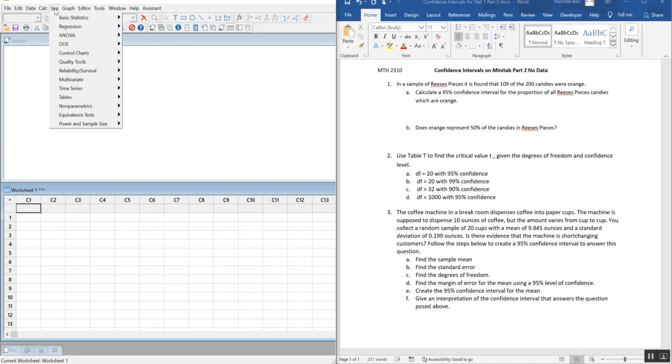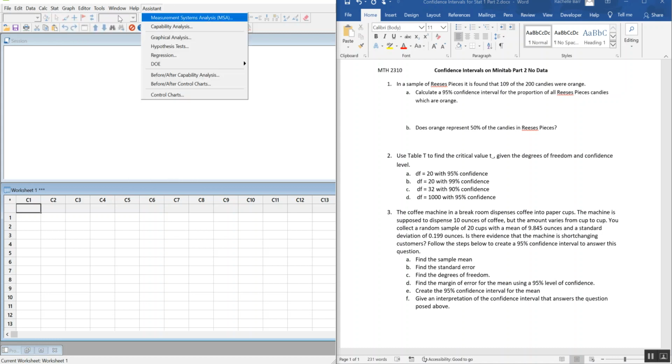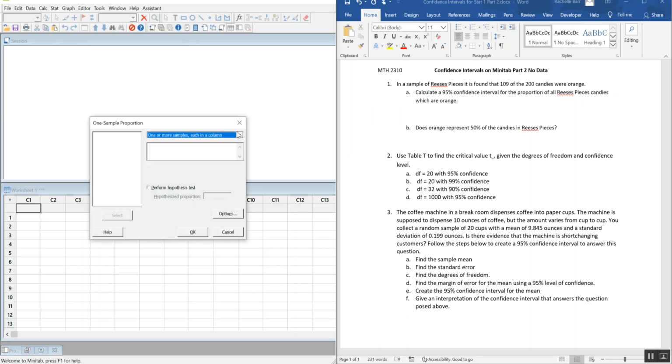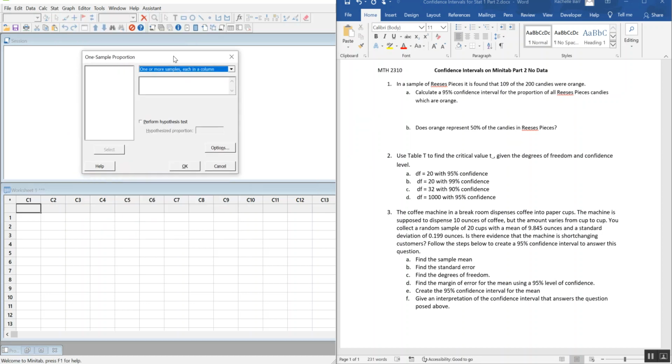We're going to go to Stat, Basic Statistics, and then down to the One Proportion. This is where you do confidence intervals for a proportion. You notice that this defaults to, you've got data. I don't. I have a summary. So if we hit this drop down, you'll notice the option for summarized data. That's the one we want.